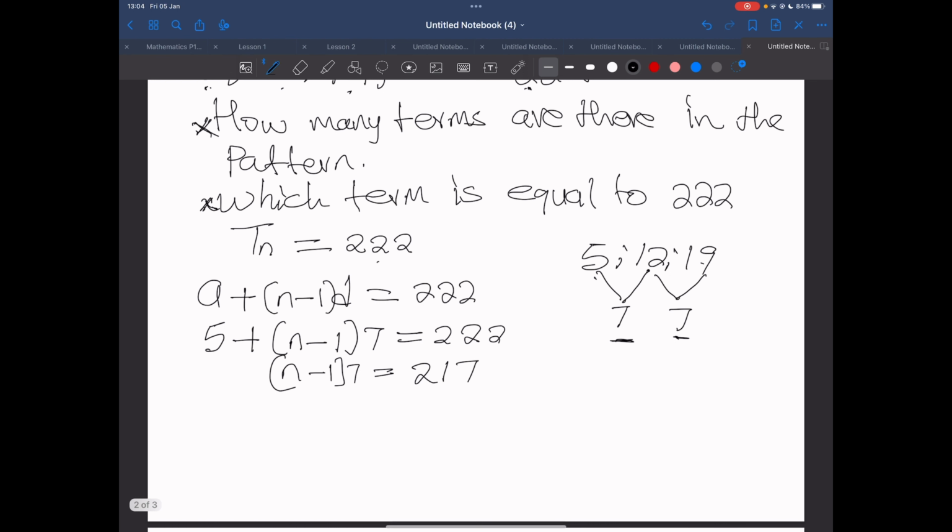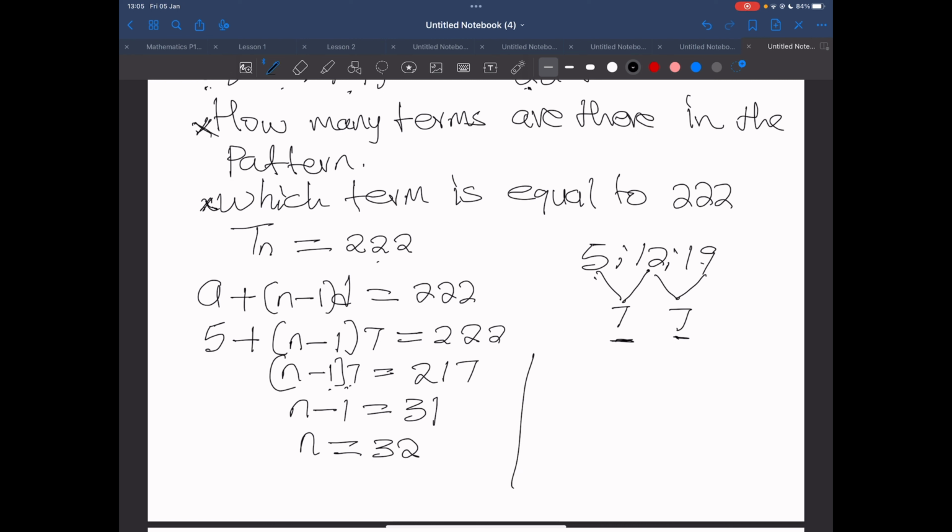So we have a choice here to remove the bracket first, or we can just divide by 7 both sides. If we divide by 7 both sides, we will have n minus 1 equals 217 divided by 7, which gives us 31. Now we can take the 1 that side, so in other words, we can have n equals 32.